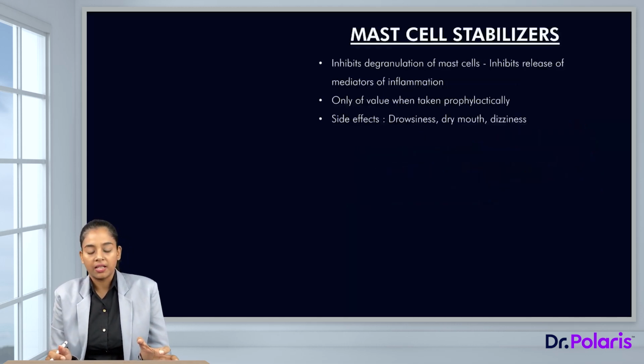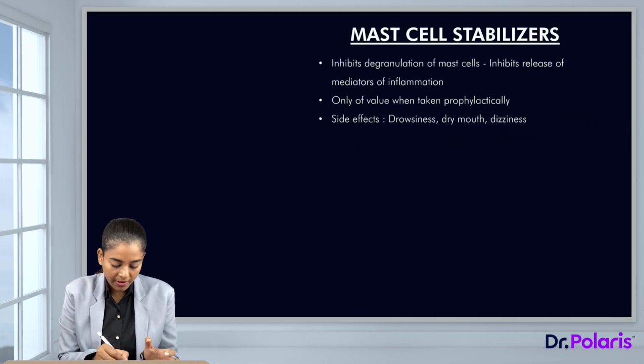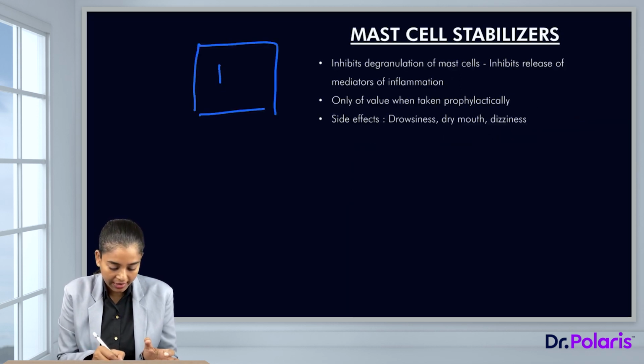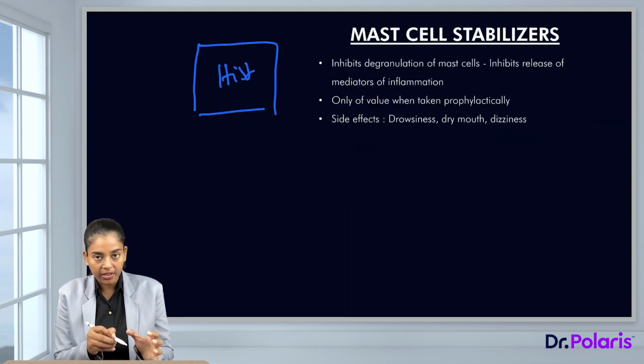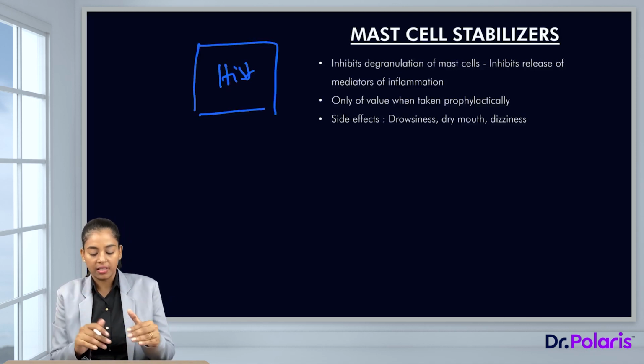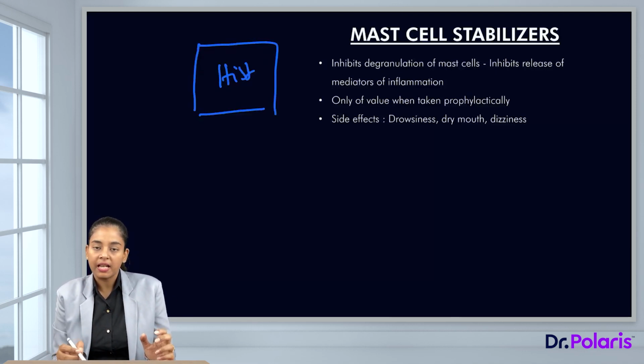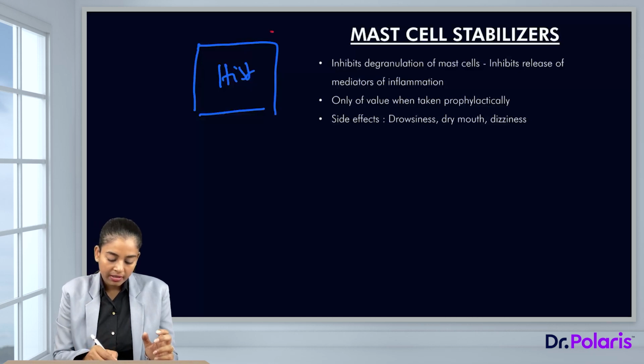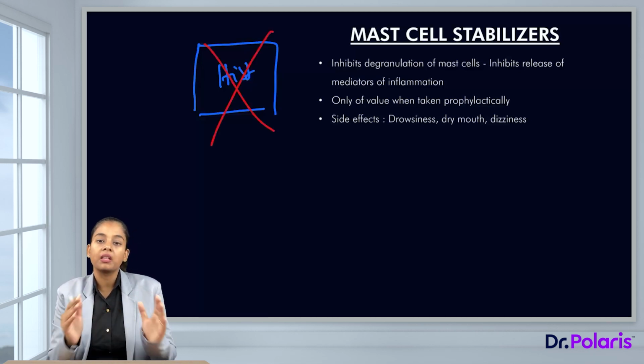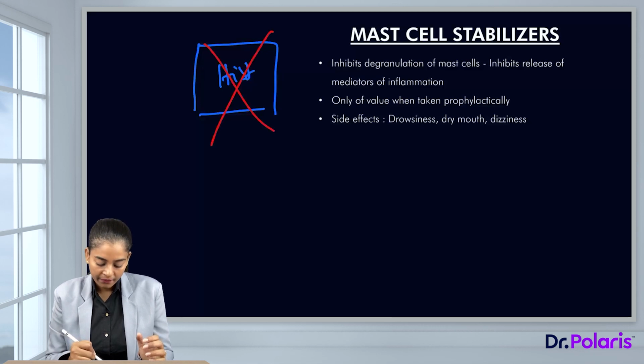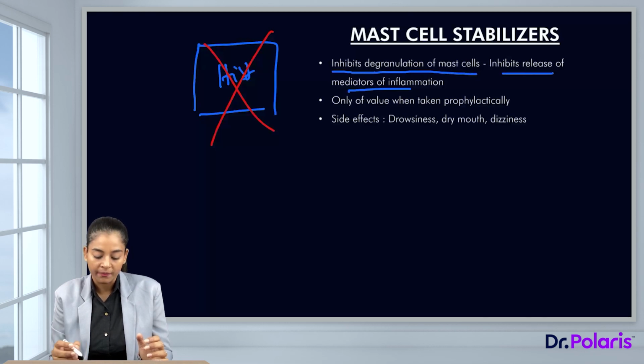Mast cell stabilizers. In the first picture we saw a mast cell which contains histamine. When it is triggered, it opens and histamine gets released. Now, from the name itself, mast cell stabilizers are drugs that inhibit the opening of the mast cell. They inhibit the degranulation of the mast cell, thereby inhibiting the release of the mediators of inflammation.